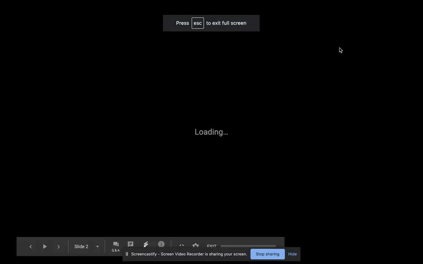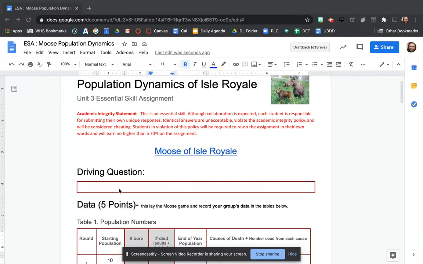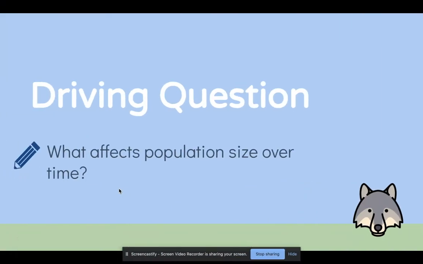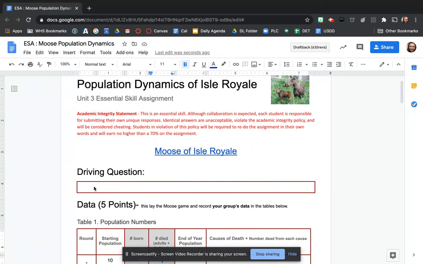First thing you need to know is the driving question. The driving question does need to get written down in this box. If it's not written down in this box, I will take away a point. So, what affects population size over time? That's what we're trying to figure out during this ESA, so that needs to get written down right there.